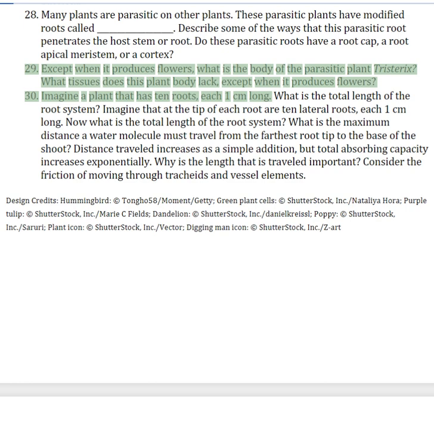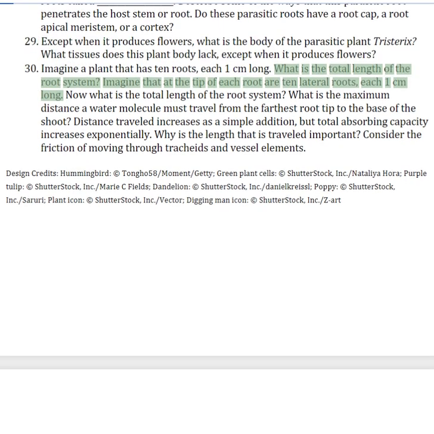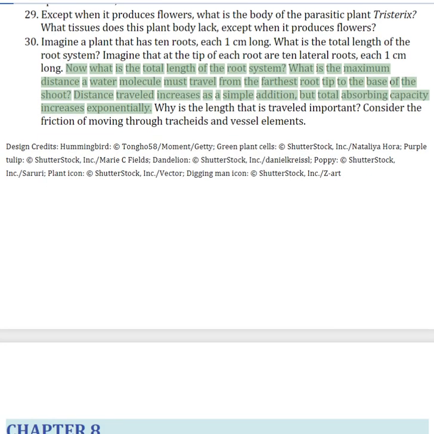30. Imagine a plant that has 10 roots, each 1 centimeter long. What is the total length of the root system? Imagine that at the tip of each root are 10 lateral roots, each 1 centimeter long. Now what is the total length of the root system?